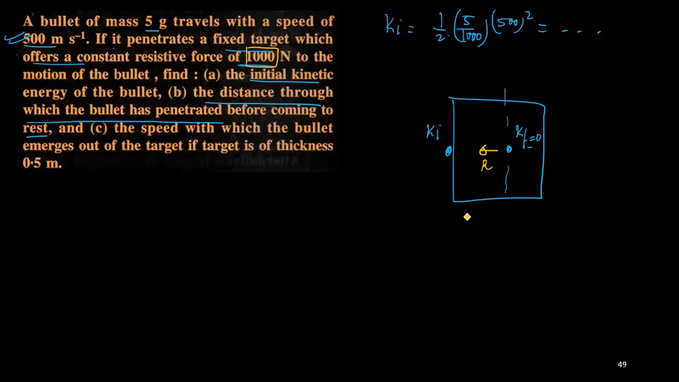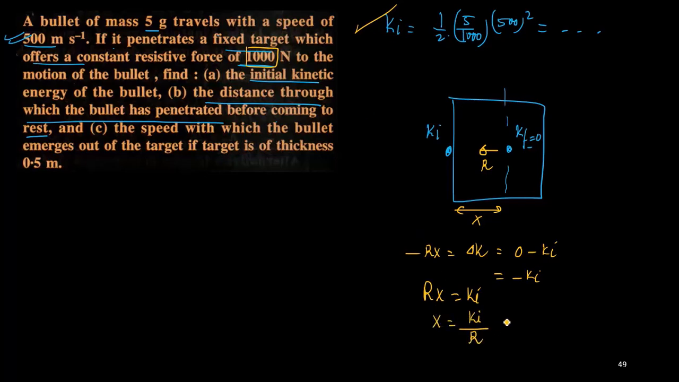So work done by R is how much? R into the displacement. So work done by R is negative Rx. Why negative? Because R is in the negative direction, x is in the opposite direction. Now that should be equal to delta K, the change in kinetic energy. The change in kinetic energy means final minus initial, that is equal to minus Ki. The negative sign cancels out. So Rx should be equal to Ki. The Ki is already known to us. So I can calculate x as Ki by R. R is given as 1000, so Ki by 1000. That will be the value of x in meters up to which the bullet will go.